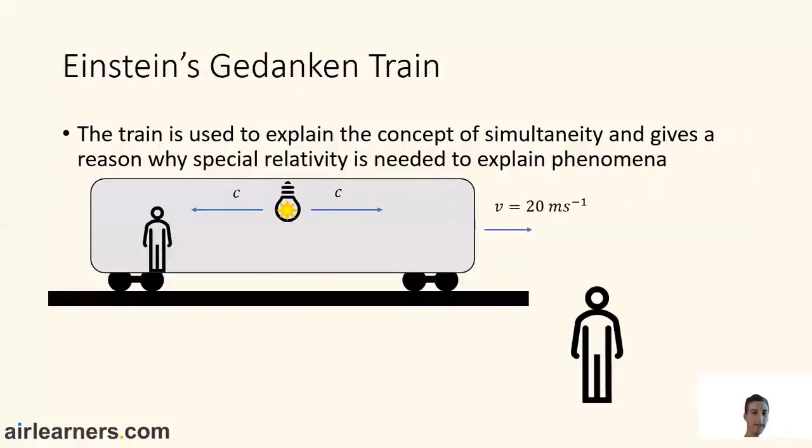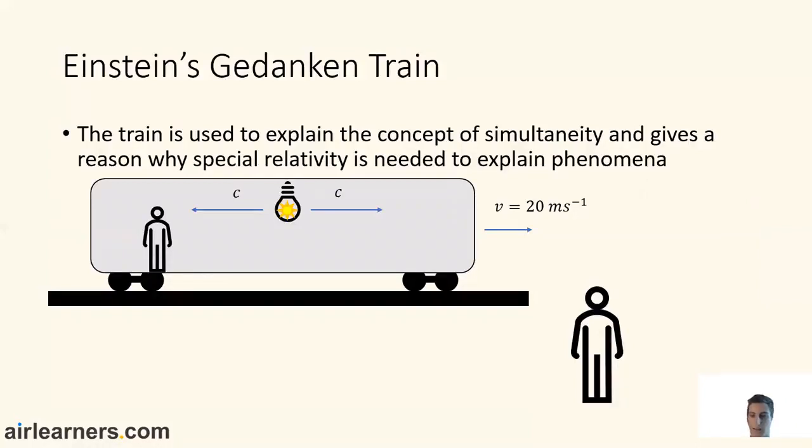Okay, so this is a bit of a famous scenario, and it's used to explain the concept of simultaneity, and it gives a reason why special relativity is needed to explain phenomena for things traveling at close to light speeds. It's what we call a thought experiment, which means it's something that you can't easily do physically, so you have to imagine it.